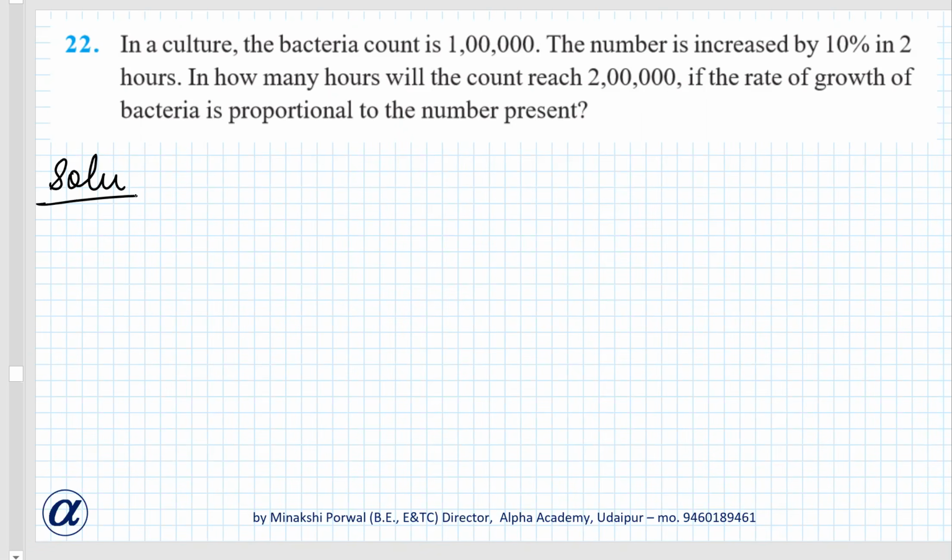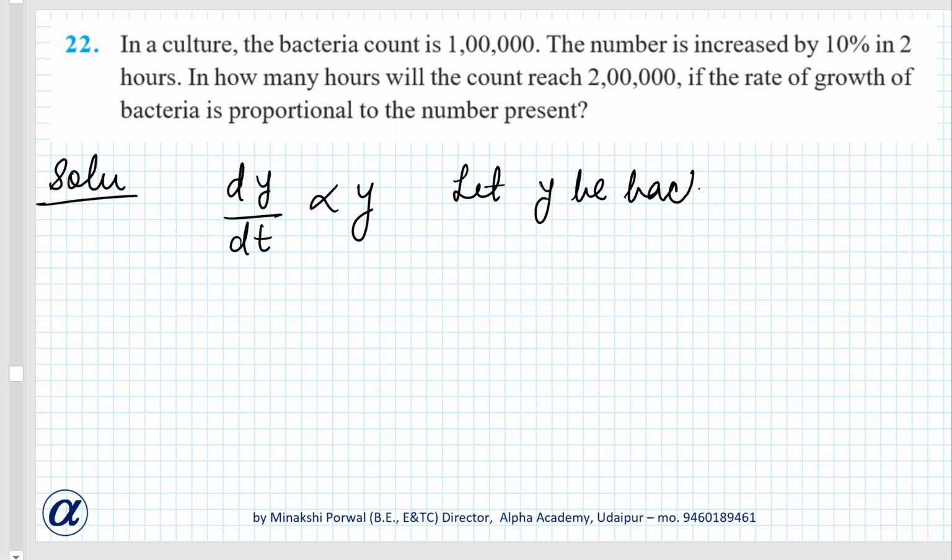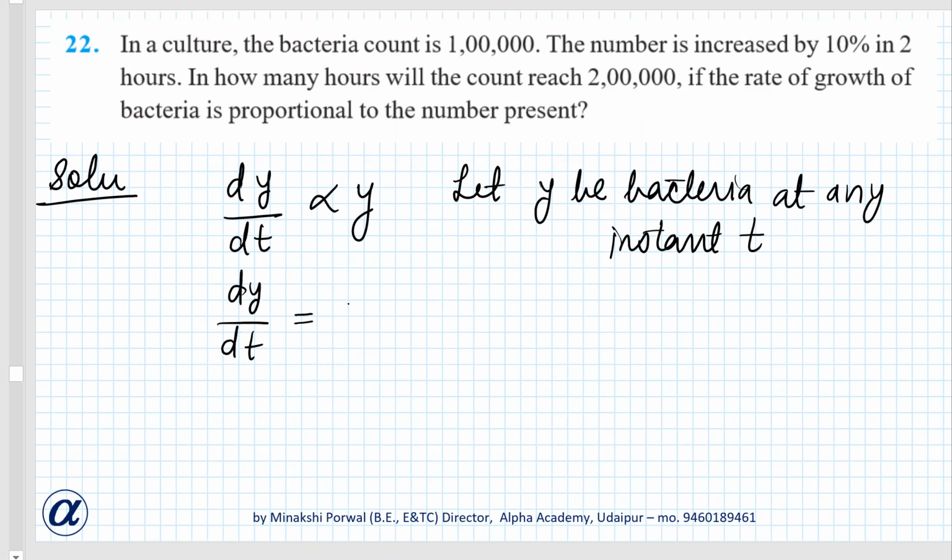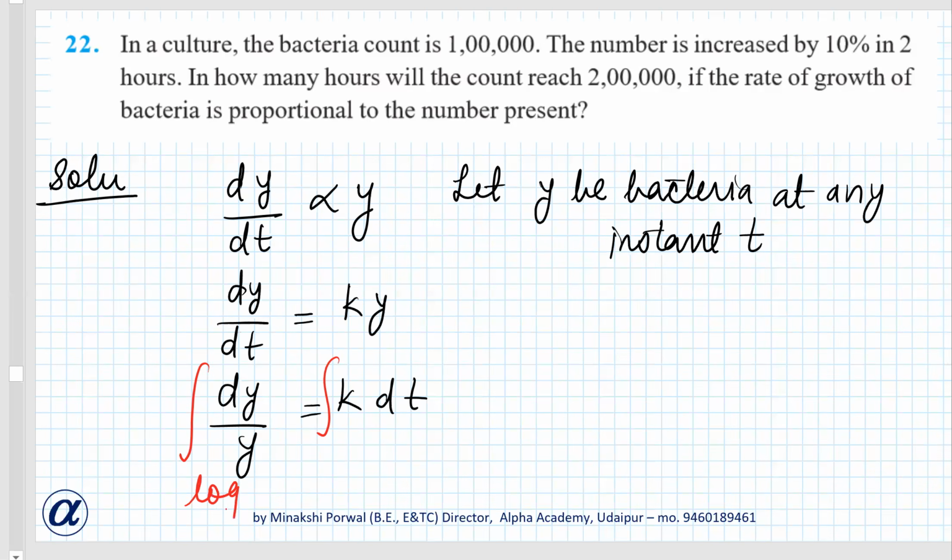Solution. The rate of growth of bacteria is proportional to the number present. So let y be the bacteria at any instant t. This can be written as dy/dt = ky. Separating the variables, dy/y = k dt. Integrating both sides, log y = kt + c.